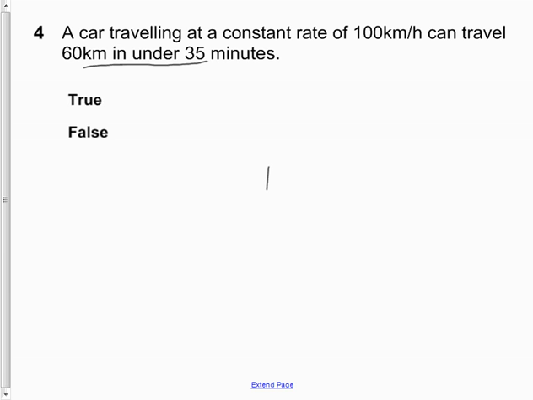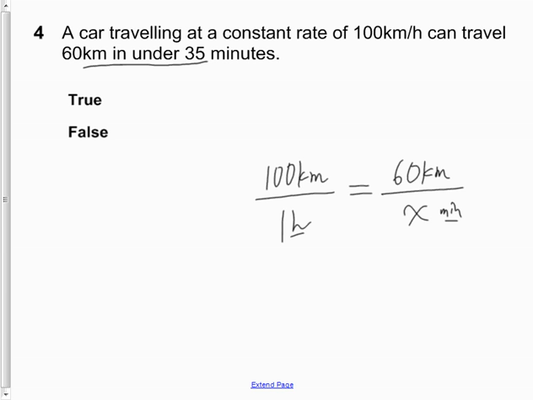So I'm going to say 100 kilometers in 1 hour is proportionate to 60 kilometers in how many minutes? So I'm going to put X down here, okay? Now, because I have hours over here and minutes over here, I want to change this one here. I'm going to change it to 60 minutes, okay? So if a car traveling 100 kilometers in 60 minutes is proportional to traveling 60 kilometers in how many minutes? So we're using proportional reasoning.